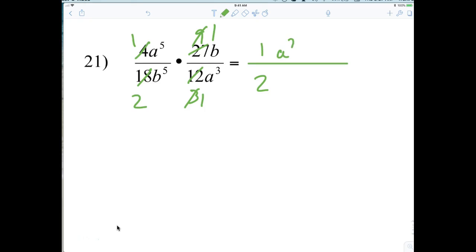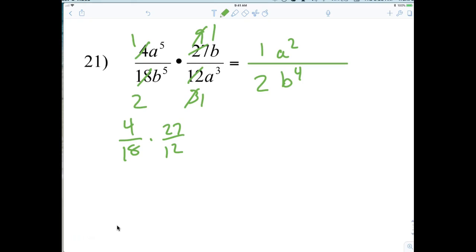I know. A squared. How many B's are left on the bottom? 4. What? How did I get 12 to equal 1? So I want you to do this. You with me? All right?